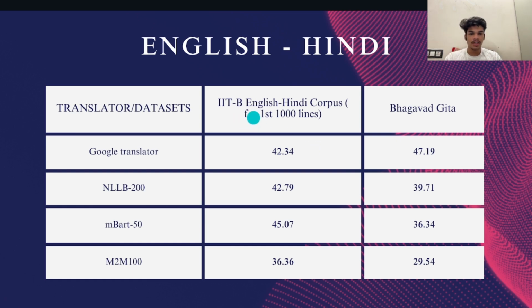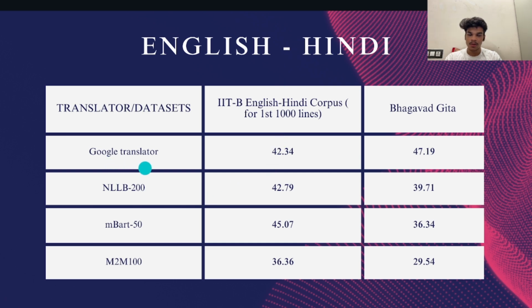Most of the time, on the IIT Bombay dataset the BLEU score is higher, and that is because the IIT Bombay dataset has fewer words in a sentence or shorter sentences, whereas the Bhagavad Gita has complex words and complex sentences. That's why the BLEU score of the IIT Bombay dataset is higher than that of the Bhagavad Gita dataset. I'll also let you know that the BLEU score is calculated in percentage. Basically, the BLEU score ranges between 0 to 1.